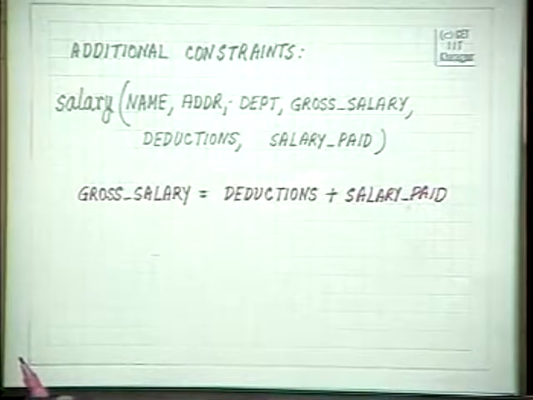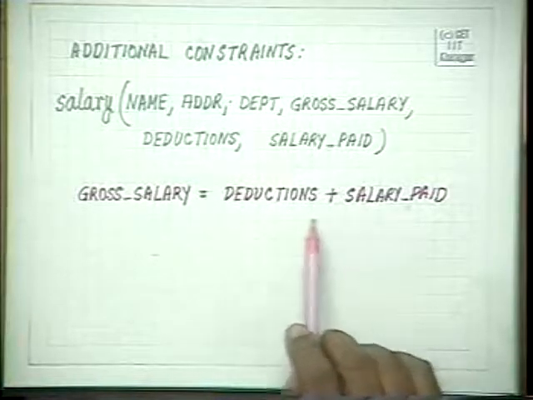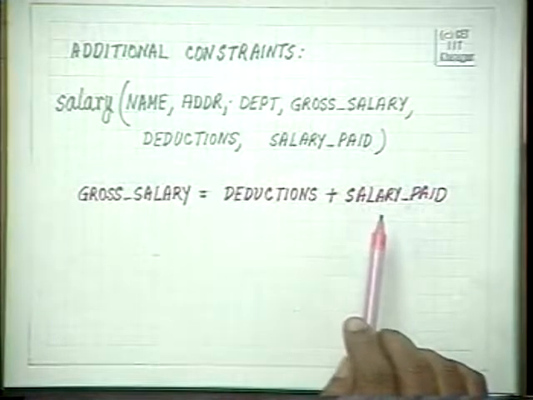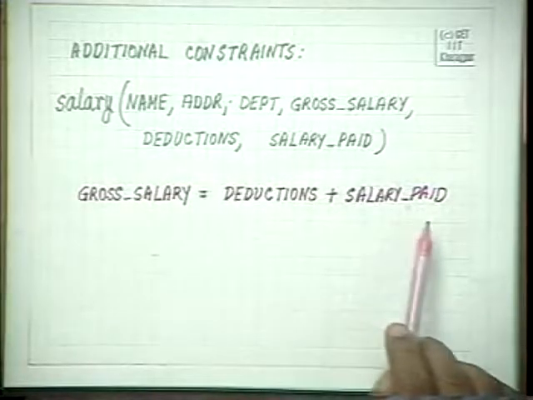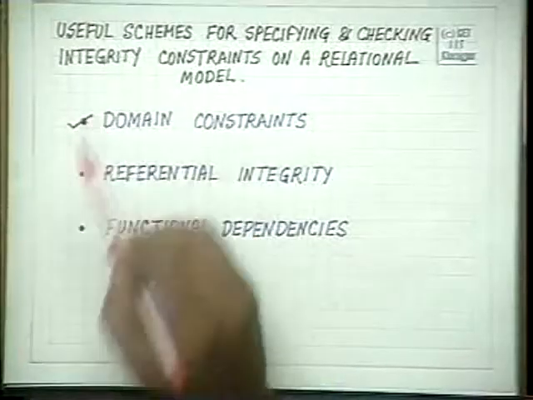So, simple domain constraints, when put into the database, will automatically check and do it very quickly. Instead of this, if you wrote a big predicate, then the overheads of evaluating that predicate would come into the picture. On the other hand, this one is a simpler check. So, we have done domain constraints.